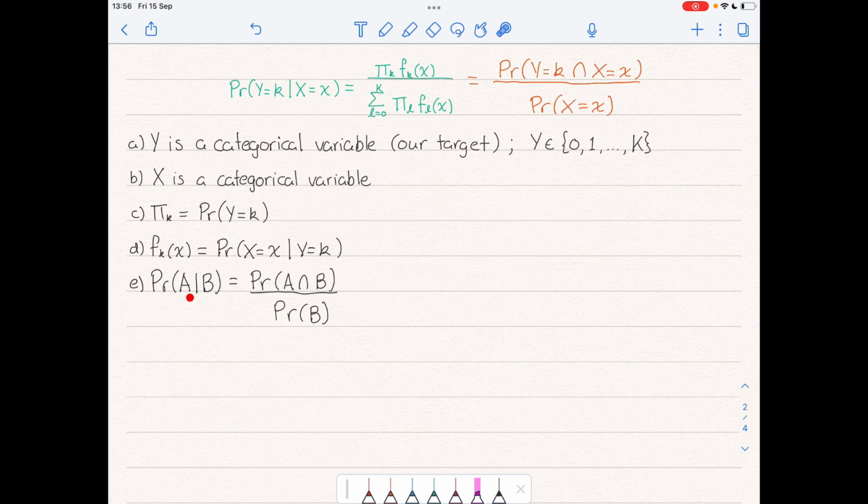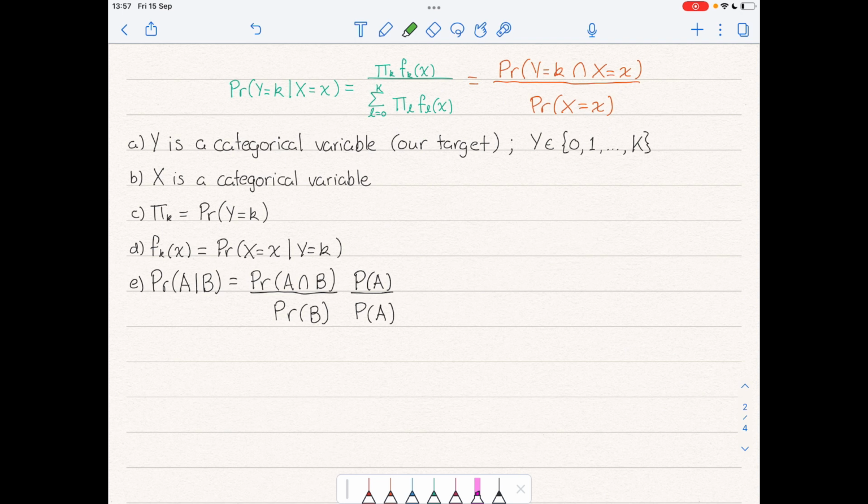So the last definition, which isn't defined in the book, but this is just a definition, is the conditional probability of A given B. The conditional probability of A given B is equal to the probability of A and B divided by the probability of B. And as you know, we are always allowed to multiply by 1. So if we multiply by the probability of A and divide by the probability of A, this equal sign still holds because we are only multiplying by 1, right?